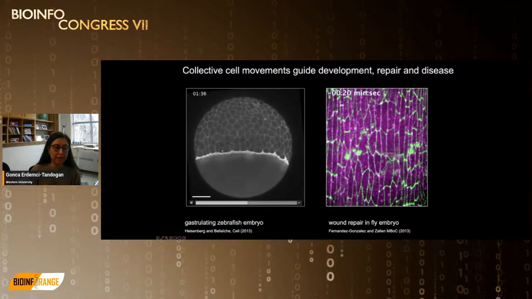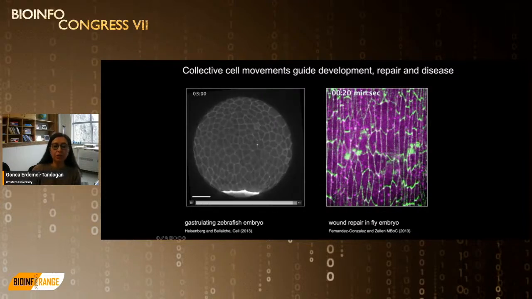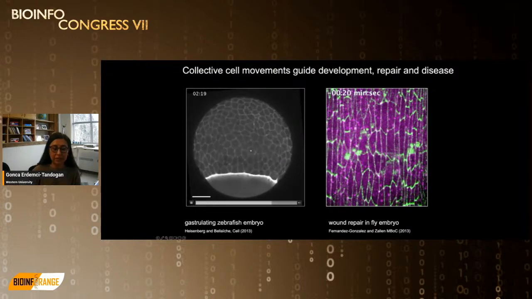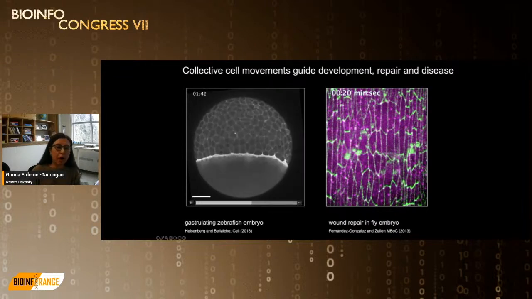This bright cable that you see at the edge is a tension-bearing cable. So there are mechanical forces there. These pulling forces indeed pull these cells and help their migration. So there are mechanical, physical forces involved in these types of processes while the embryo is developing and cells are moving collectively.